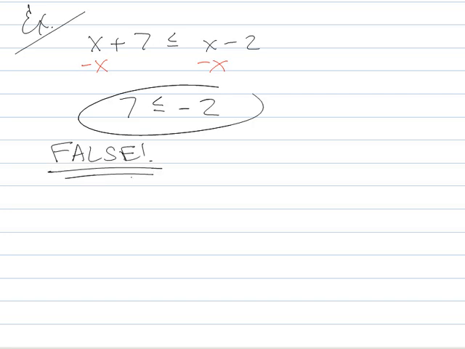Does it matter what x is? Just nothing, right? It doesn't matter what x is. No matter what x is, this is never, ever going to be true. This is always going to be false, no matter what, right? Okay, so that means that there is no solution. No matter what x is, 7 is never going to be less than or equal to negative 2, so there's no solution, and it's the empty set.